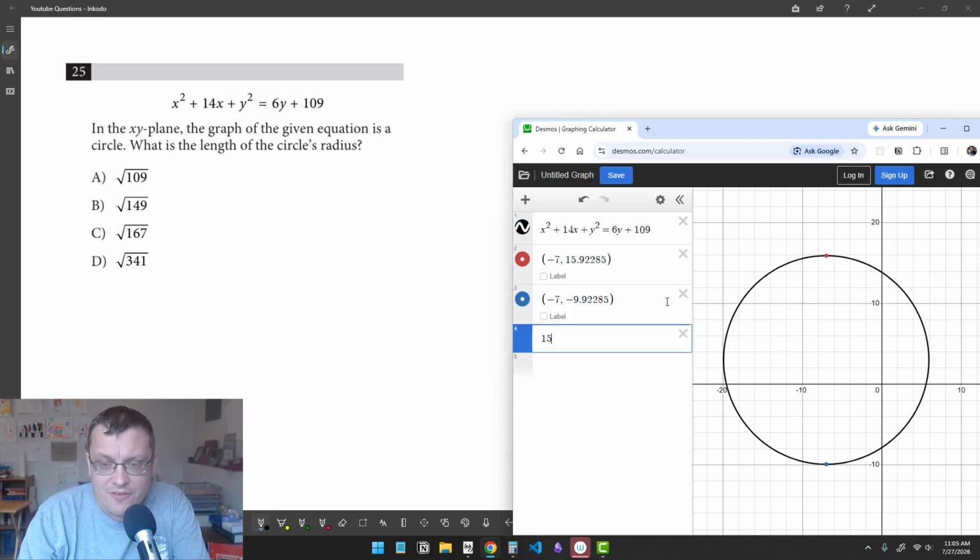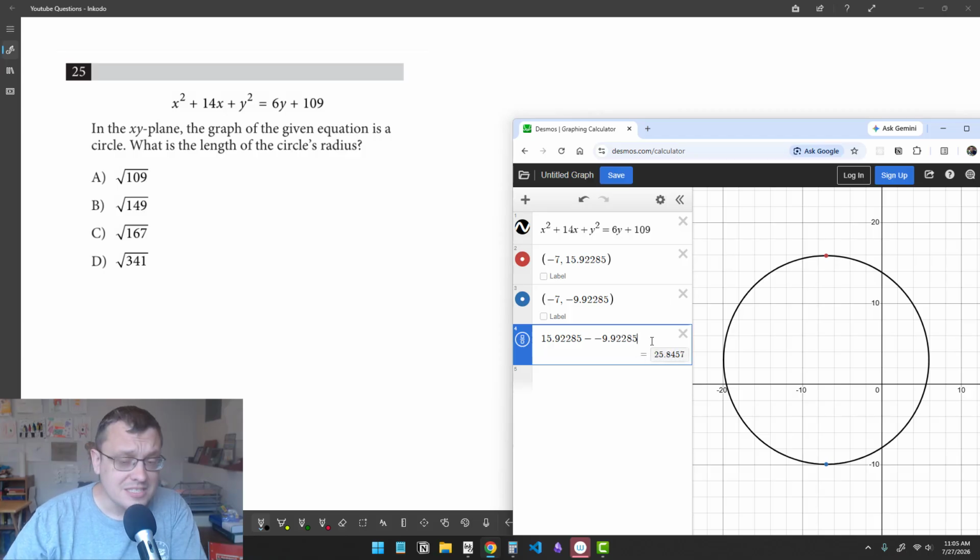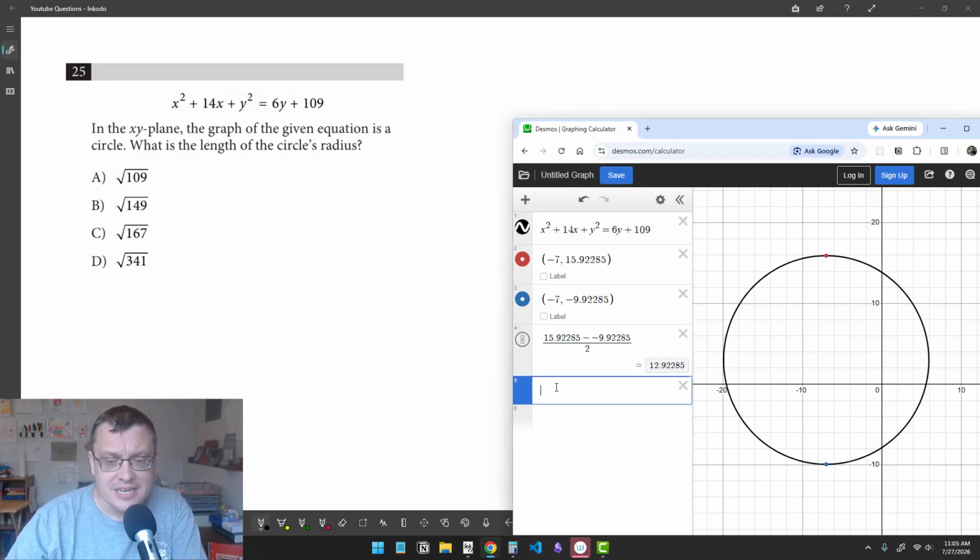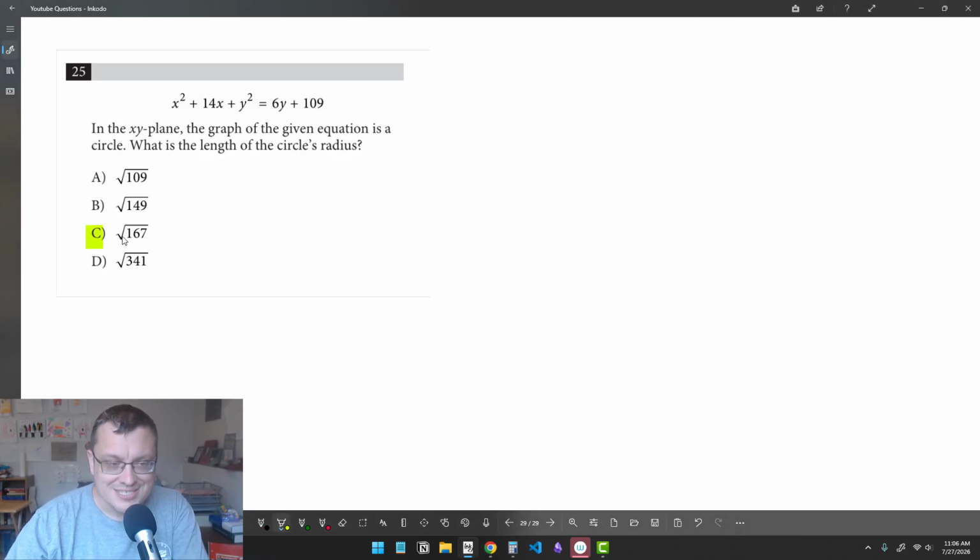So it's going to be 15.92285 minus negative 9.92285. Now this is my diameter, so let's actually just divide this through by 2. This is the radius, and so now we just need to test the choices, see which one matches 12.9 and change. So we'll do square root of 109, nope. Square root of 149, close, but not quite. Square root of 167, yes. So this one looks pretty good. 12.92285, cool. So it should just be choice C.